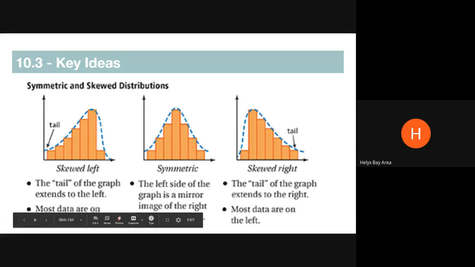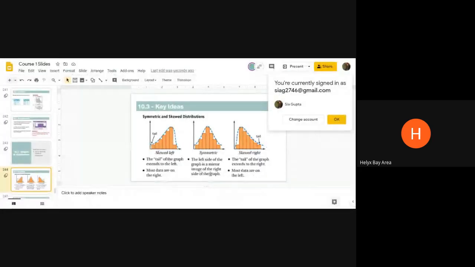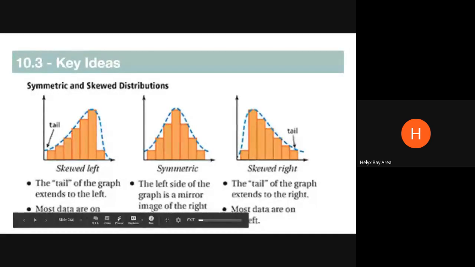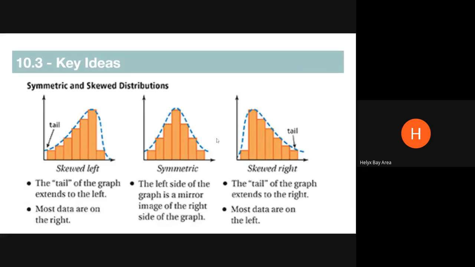Most data are on the right. Then symmetric means the left side of the graph is a mirror image of the right. So this means the graph is symmetrical. If we folded it in half and flipped it to the other side, it would be the same, right? So it's the same on each side.